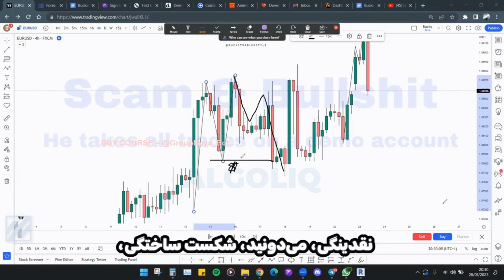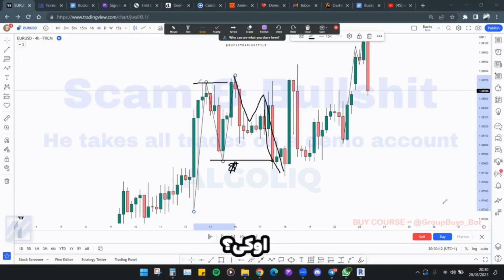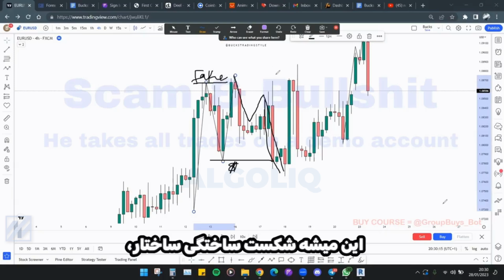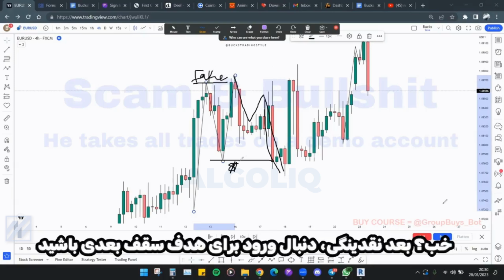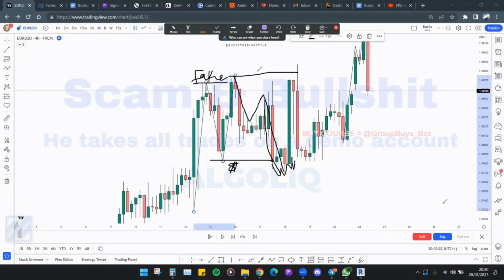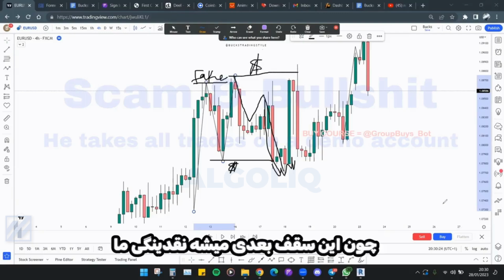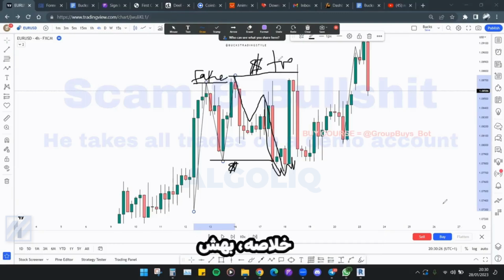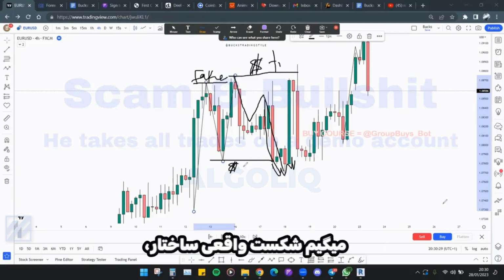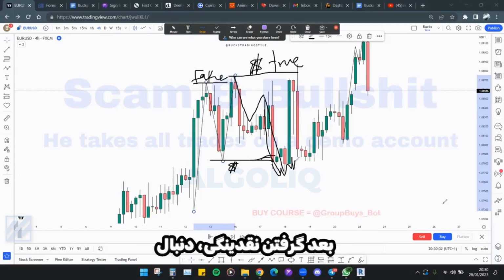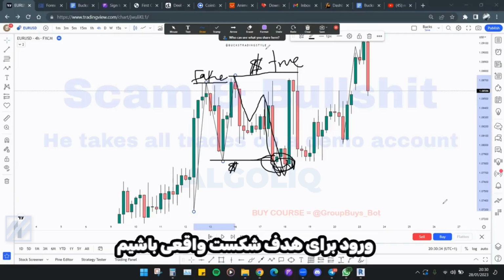So liquidity, we understand, breaks as a fake, okay? This becomes a fake break of structure, okay? So now after the liquidity, you can look for entry to target this next high, because this next high becomes our liquidity. For short, we call it the true break of structure, okay? So after liquidity gets taken, we can look for entry right here to target the true break of structure.